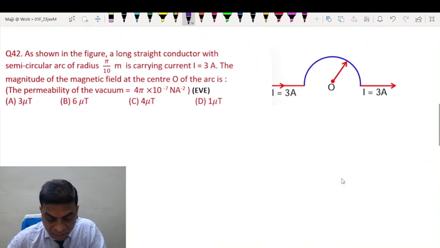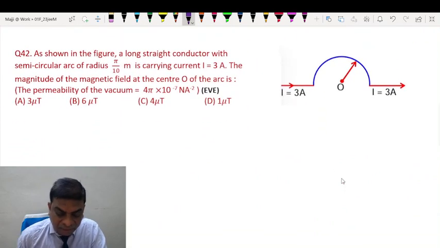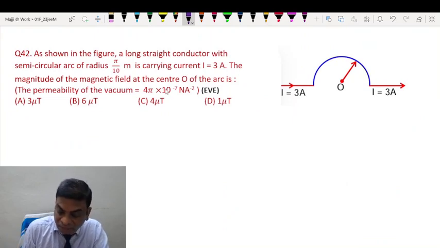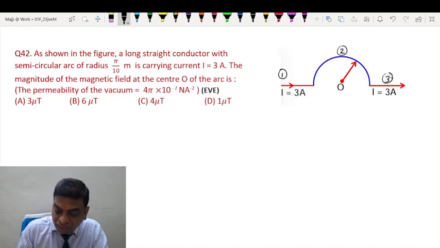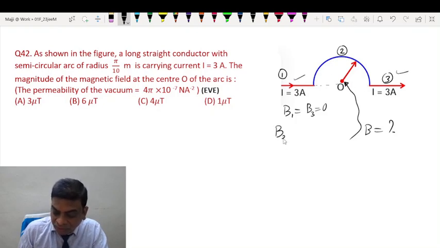As shown in the figure, a long straight conductor with a semicircular arc of radius this much is carrying a current this much. The magnitude of the magnetic field at center O of the arc is. Again, students, as I told you just now, just mark the different straight portions and the circular portions. Then B1 and B3 will be 0 here. Remember, we have to find the magnetic field at point O, because point O lies on the axis of these two wires. So magnetic fields will be 0. We are left with only B2.